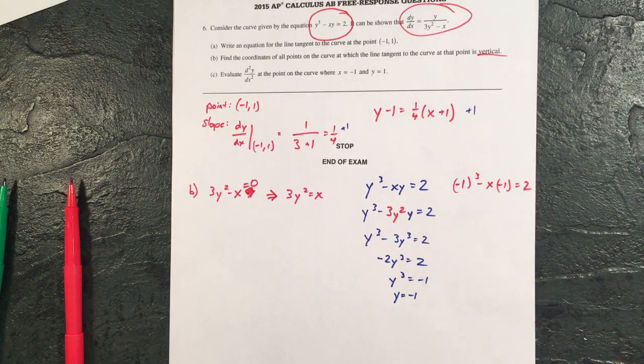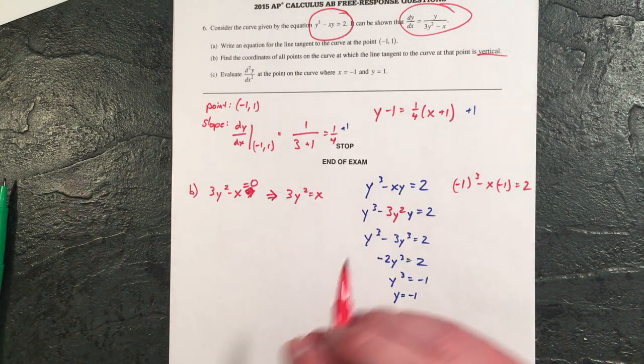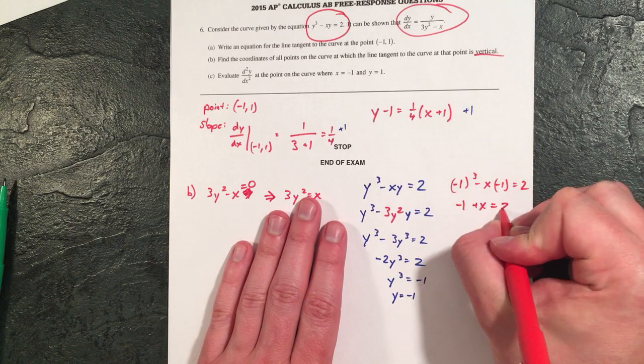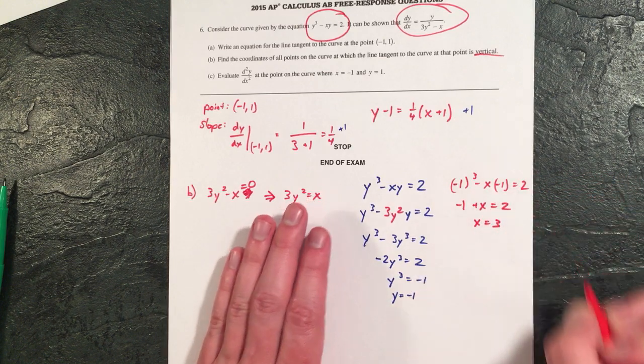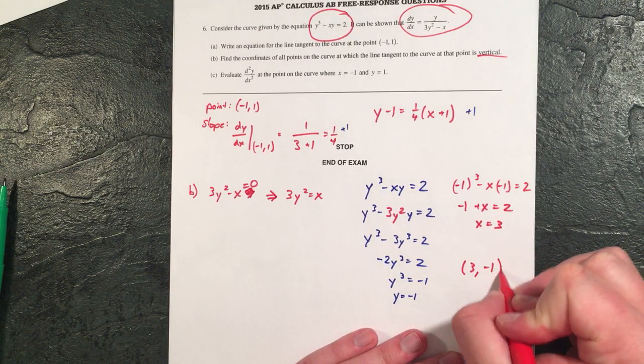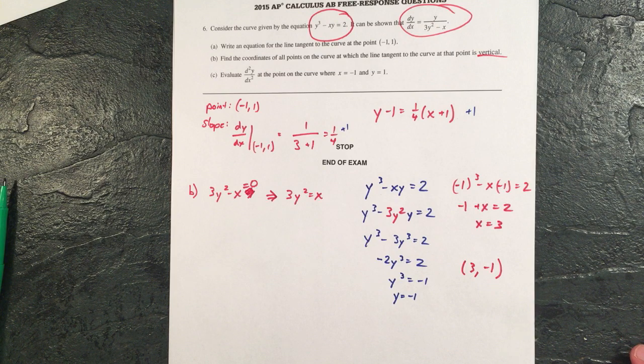So -1 cubed is going to get us a -1 still. Plus x equals 2. X equals 3. And this is the only value that's working for this. Nothing else pops out. So (3, -1) is in fact the only point where this is going to happen.